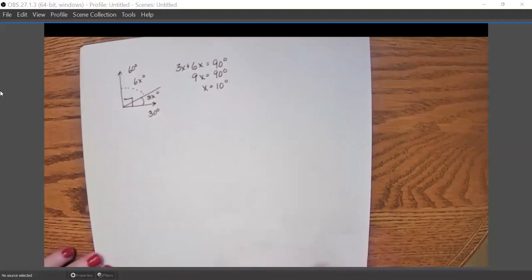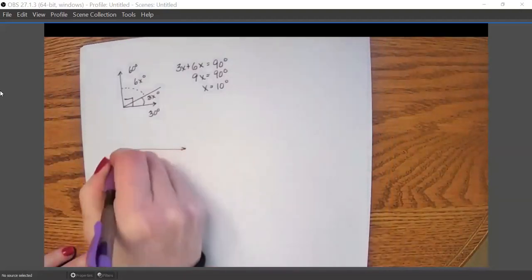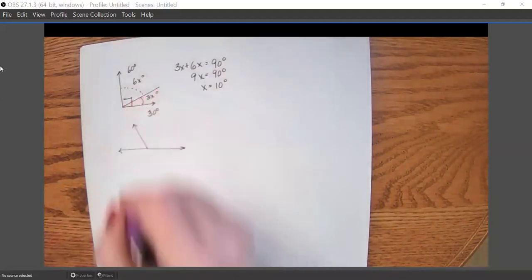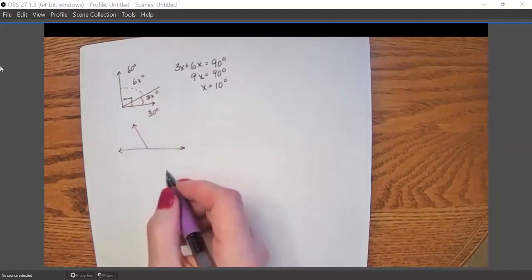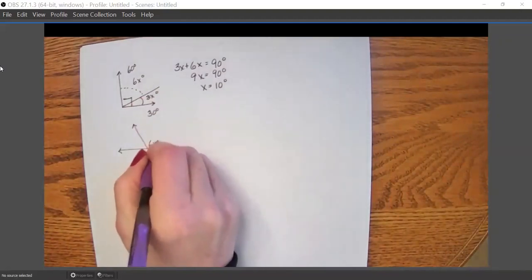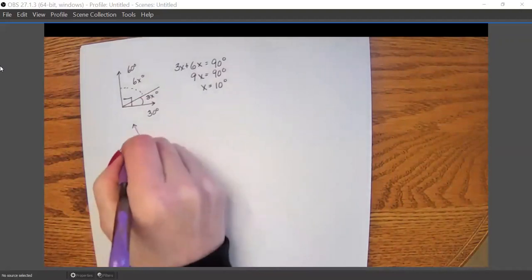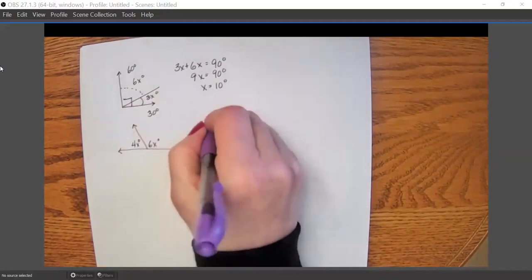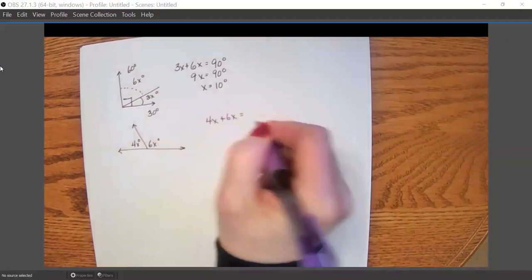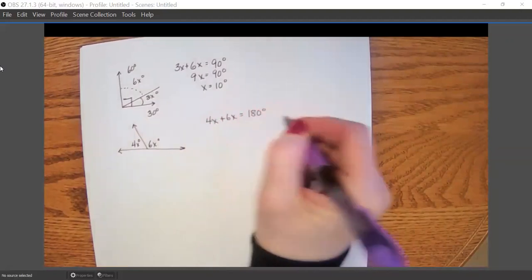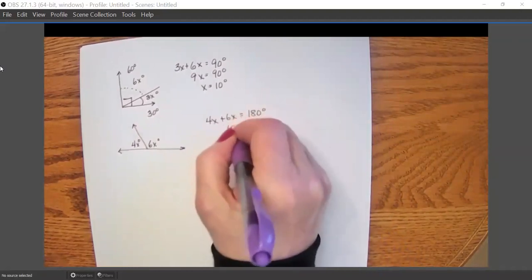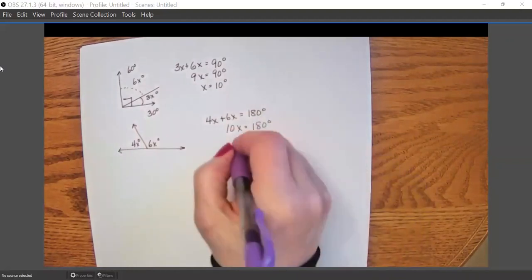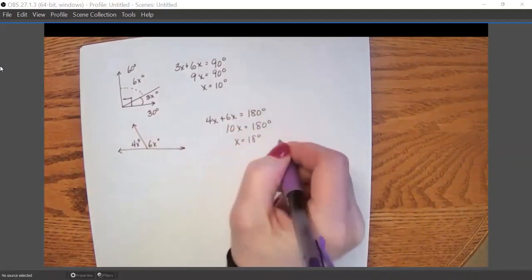Example B is actually a straight angle. Here we have the measurements: here is 6x in degrees, and here is 4x in degrees. Since they make a straight angle, that means 4x plus 6x would equal 180 degrees. Combining like terms, we get 10x equals 180 degrees. Dividing both sides by 10, we get x is 18 degrees.